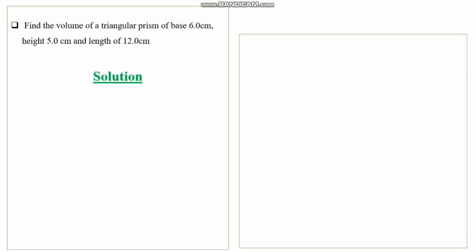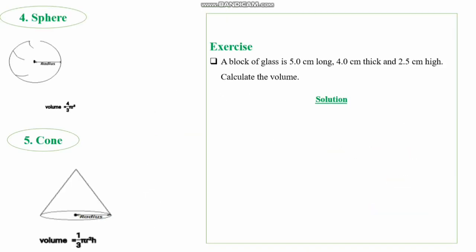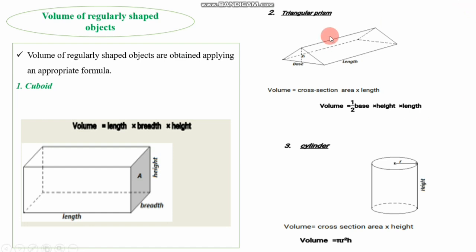Another one is: find the volume of a triangular prism of base 6 centimeters, height 5 centimeters, and length 12.0 centimeters. I think previously we saw the shape of a triangular prism. Let us go back and see how a triangular prism looks like. So this is how a triangular prism looks like. So we have its cross-sectional area as the triangle.